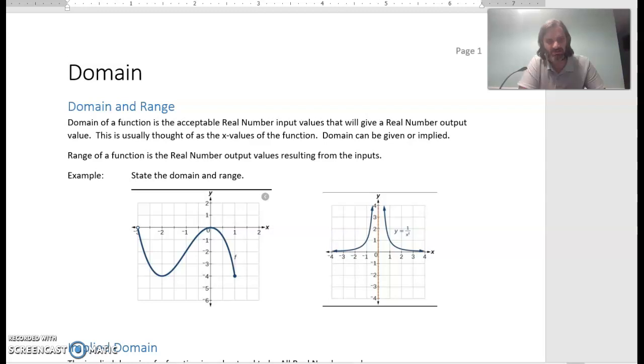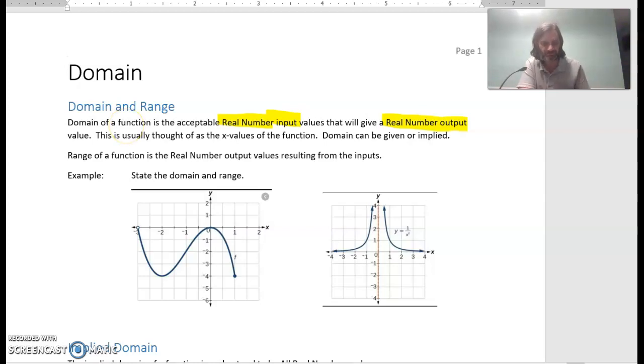Hey, we're going to talk a little bit about domain, or at least domain and range. And I want to reiterate some things you should have learned in college algebra. But when we talk about domain, we're talking about real numbers. So we're talking about real number inputs and real number outputs. So real x's going in and real y's coming out. So in general, that means no complex numbers and nothing that doesn't really give us a value.